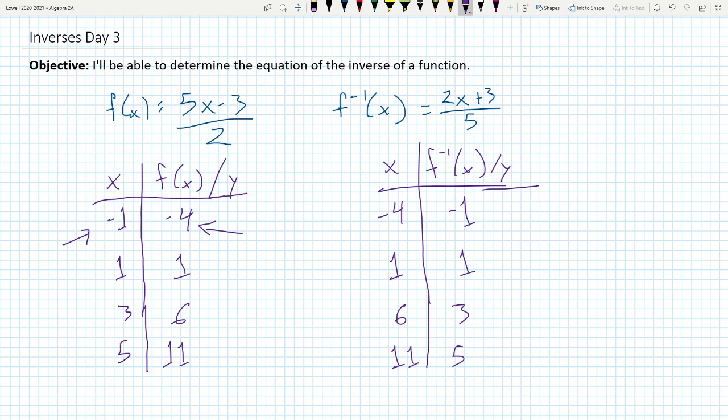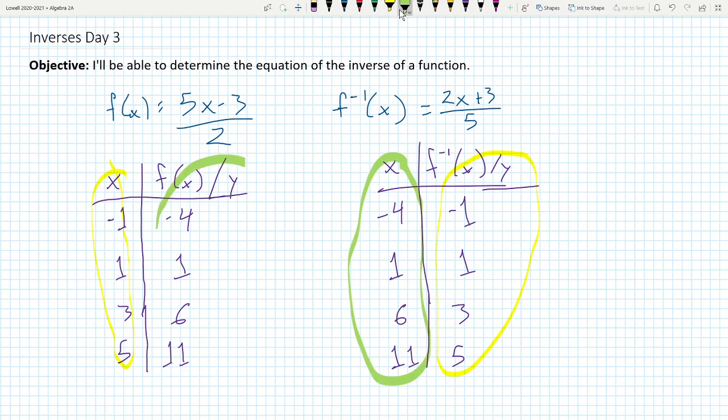Notice, what did we do here? All we really did is change the labels, right? The X column on this table is exactly the same thing as the Y column over here. And likewise, the original Y column, or output column, is the new X column. What does that mean then?